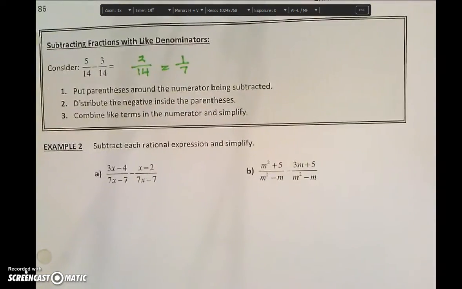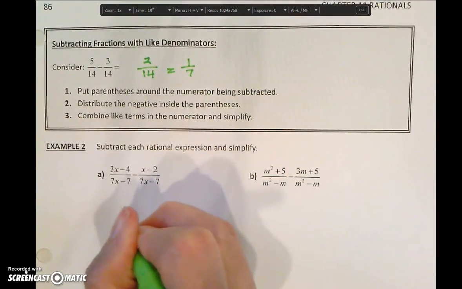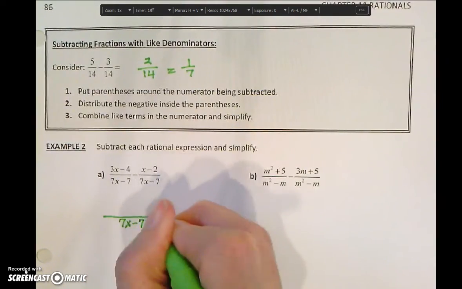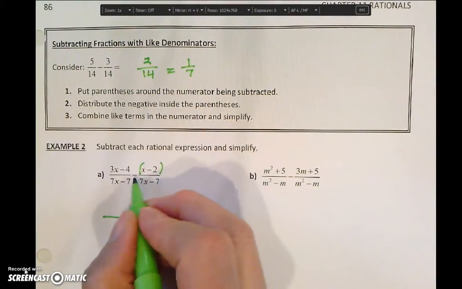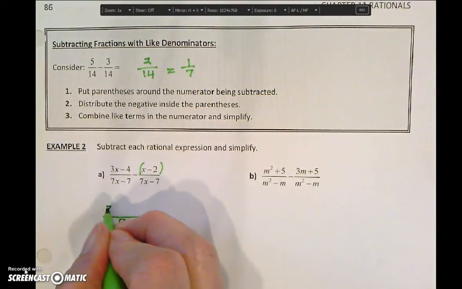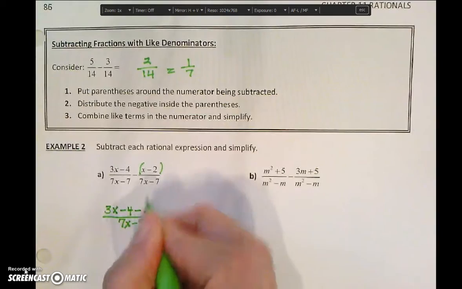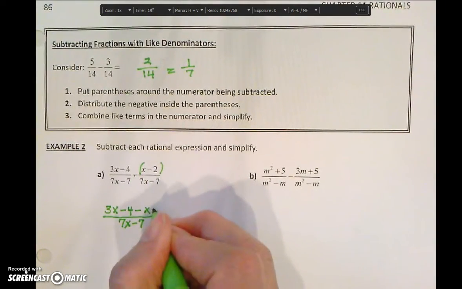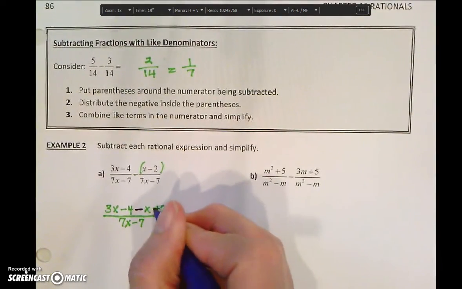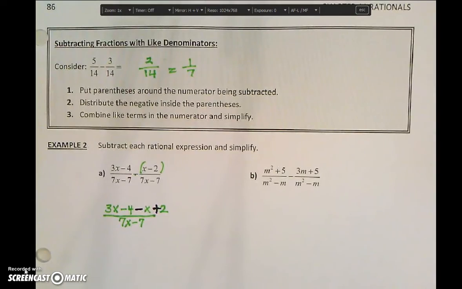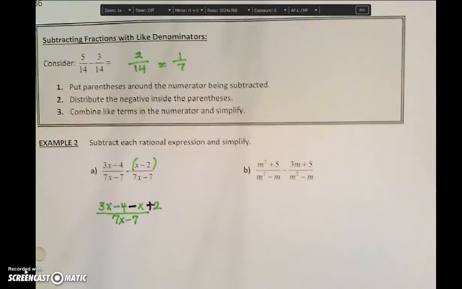So here's an example. 7x minus 7 is our denominator, and so we're going to keep that denominator. However, we're going to put a parentheses around the numerator that's being subtracted. And when I write this down, I'm going to write 3x minus 4. I'm going to have minus x and a minus a negative 2, which gives me a plus 2. So I'll put those in purple, so they stand out, that you want to think about those signs there. So you are subtracting both terms inside those parentheses.